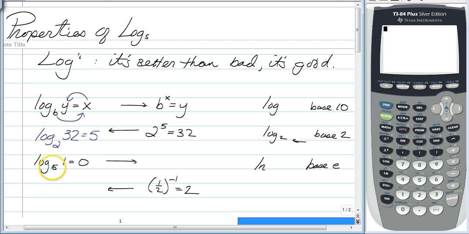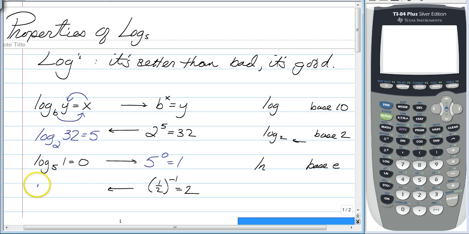So here's another one. Now we have log base 5 of 1 is equal to 0. How would we write that as an exponent? Well, the base becomes the base with the exponent of 0 is equal to 1. Okay, 5 to the 0 equals 1. That's a true statement.